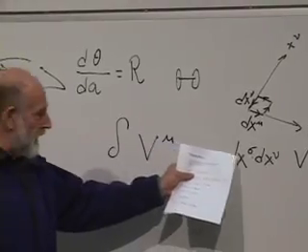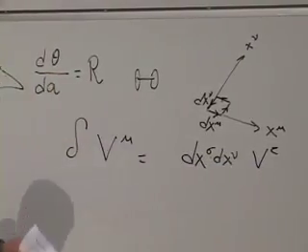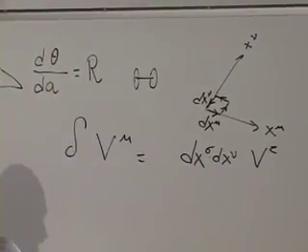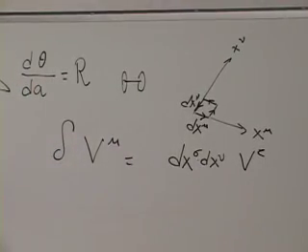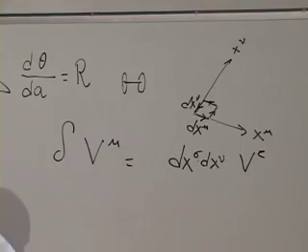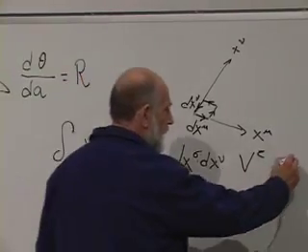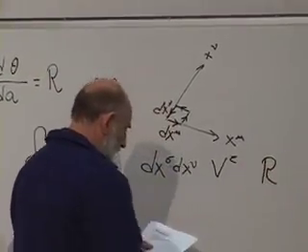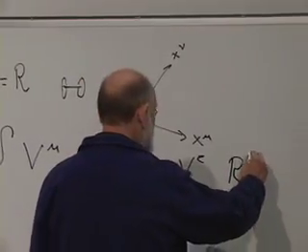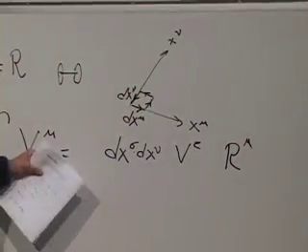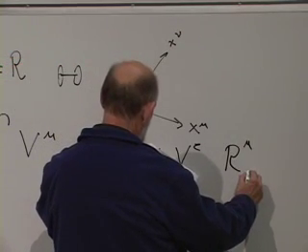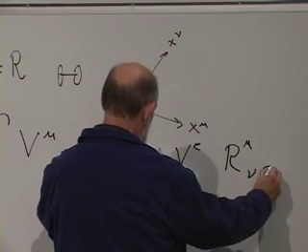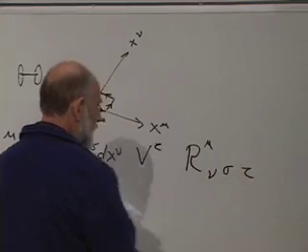So let's see if we can build a formula. We have 3 indices downstairs, 1 index upstairs on the right-hand side, and 1 index upstairs on the left-hand side. The only thing we can have here is some tensor which has an upper index mu to match this index here, a nu and a sigma and a tau.